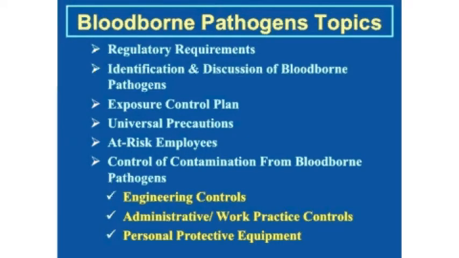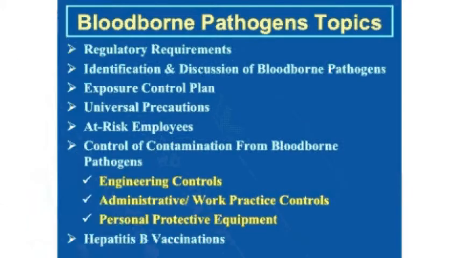Control and containment of bloodborne pathogens is an important part of this program. By employing the principles of industrial hygiene and using a combination of engineering controls, administrative controls, and personal protective equipment, an employer can develop procedures to ensure greater protection of their employees.